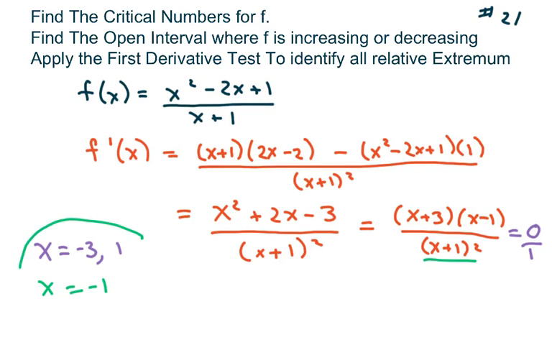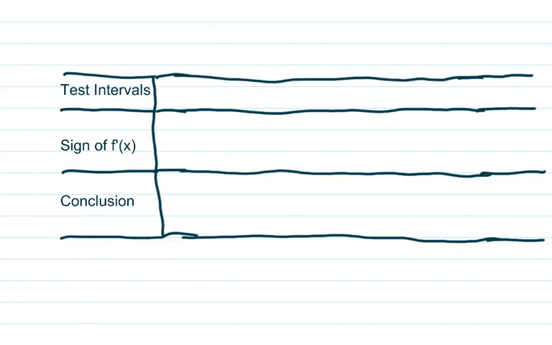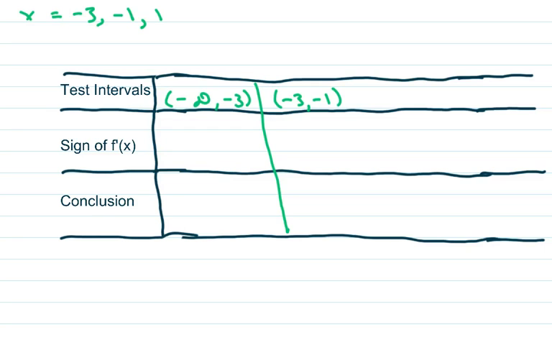So we're going to use all these values to test the intervals where f is increasing and decreasing. And I'm going to write them in order. So my numbers were negative 3, then the next lowest number is negative 1, and then 1. So our test intervals are negative infinity to negative 3, negative 3 to negative 1, negative 1 to 1, and then 1 to infinity.